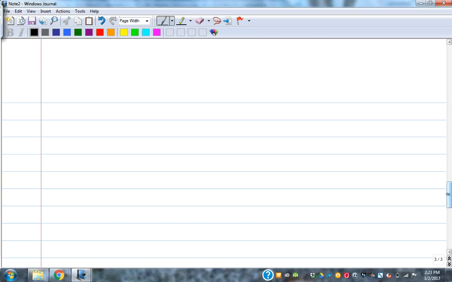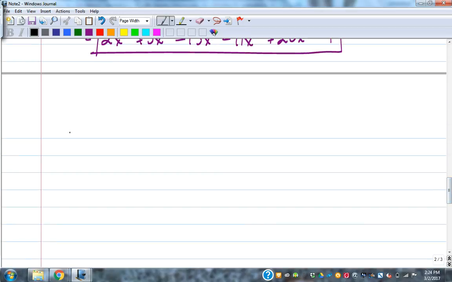All right, let's look at letter E. All right, let's look at a tough one. X plus 3 cubed. What happens when you cube something? It's 3 times, right?